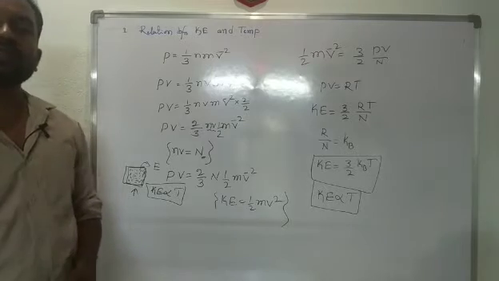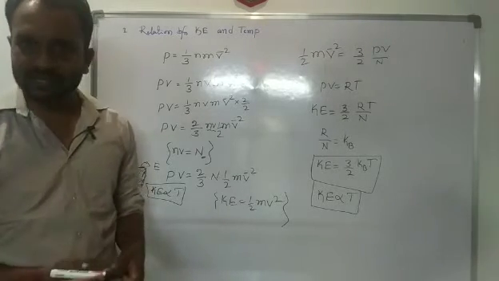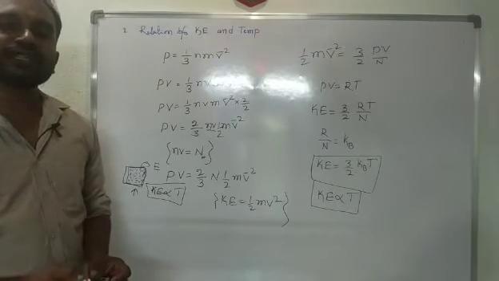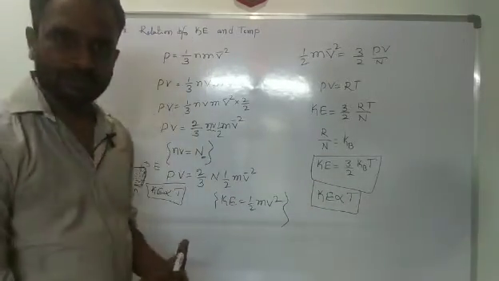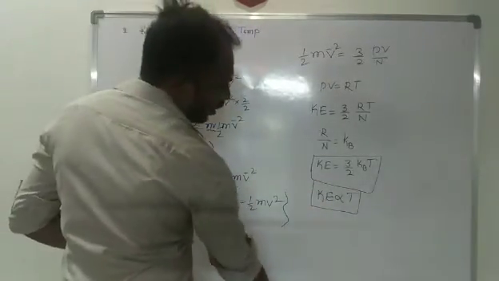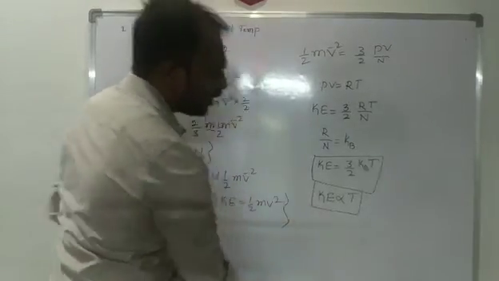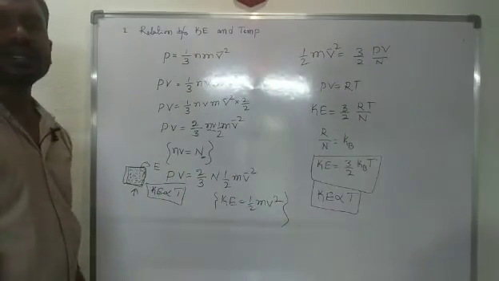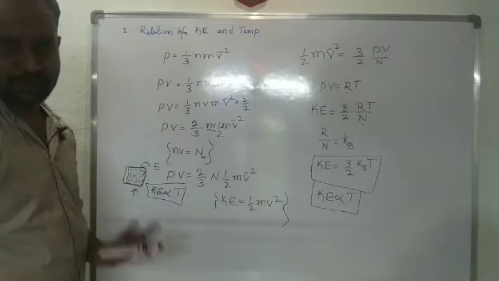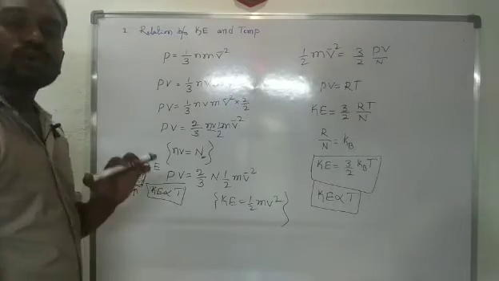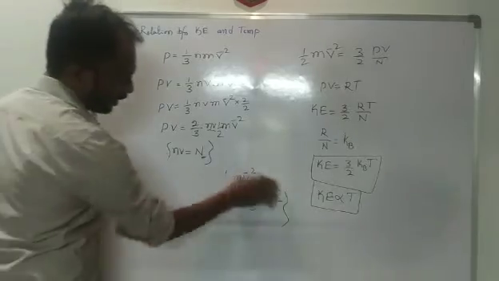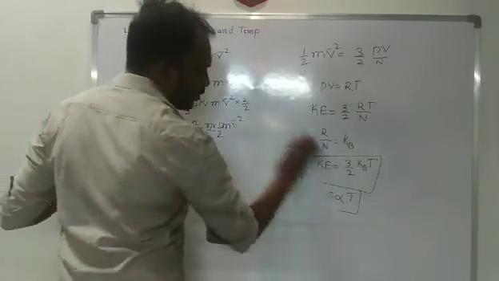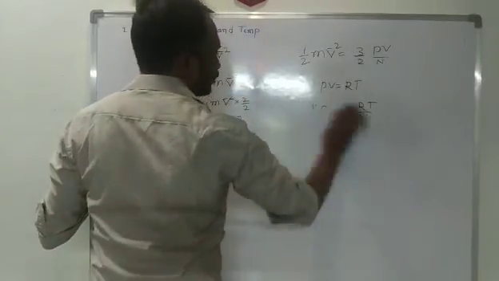So kinetic energy is nothing but the energy of a system. This energy of a system depends upon absolute temperature. It means the kinetic energy of gas molecules is directly proportional to the absolute temperature. So next one, root mean square velocity. The next concept we consider is root mean square velocity.